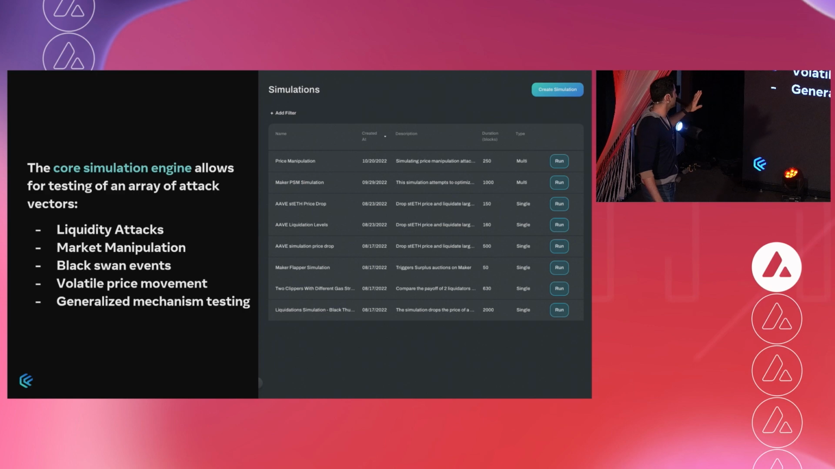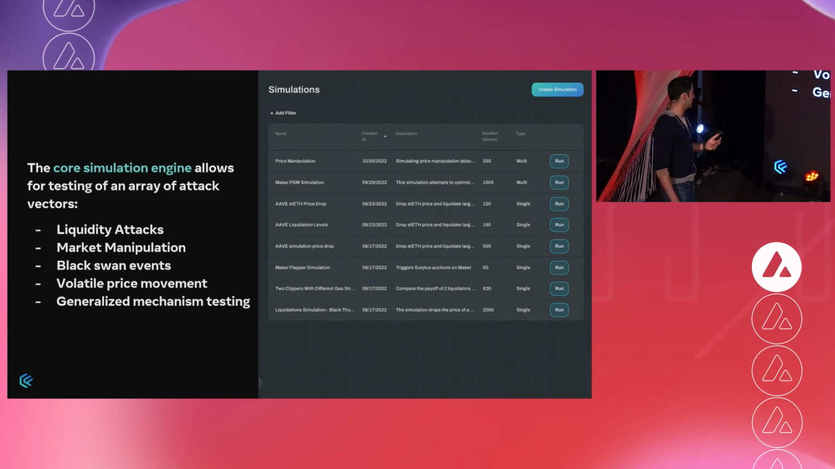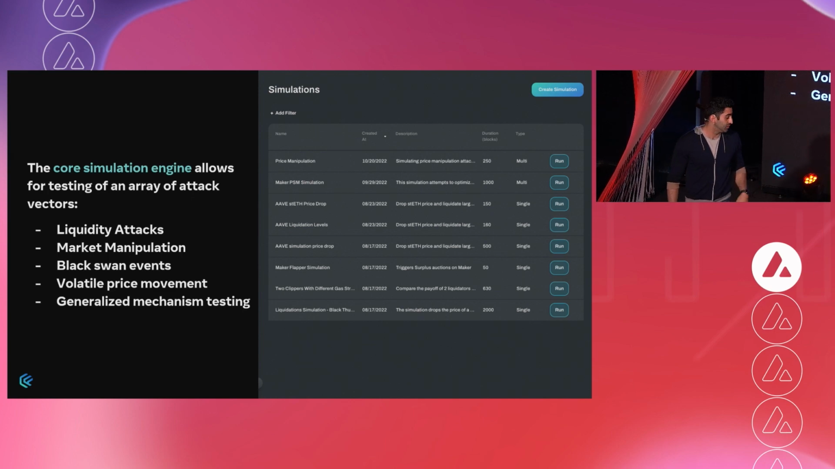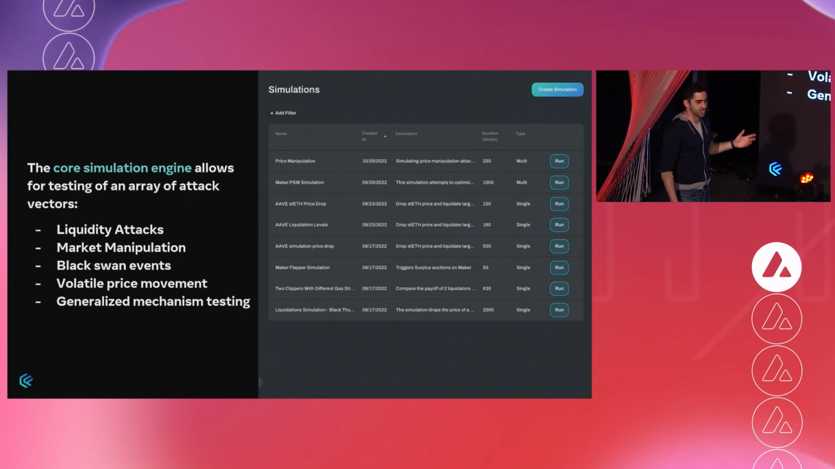And what this whole platform allows you to do is test against liquidity attacks, market manipulation, black swan events, so a USDC depeg, for example, volatility, general and extreme, and high network congestion with high gas fees.